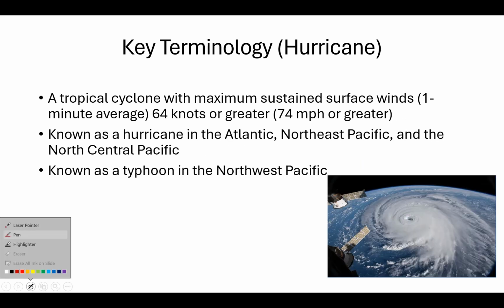And then finally, we talk about hurricane. What is a hurricane? It's a tropical cyclone with maximum sustained surface winds, the 1 minute average, of 64 knots or greater. In miles per hour, it'd be 74 miles per hour or greater. It's known as a hurricane in the Atlantic, Northeast Pacific, as well as the North Central Pacific. But if you go to the Northwest Pacific, it's known as a typhoon. So it's the same type of storm, same classification, just depends on what region you're operating in. If we were going to the Indian Ocean, we call it a cyclone.